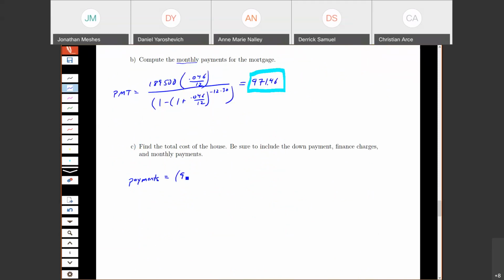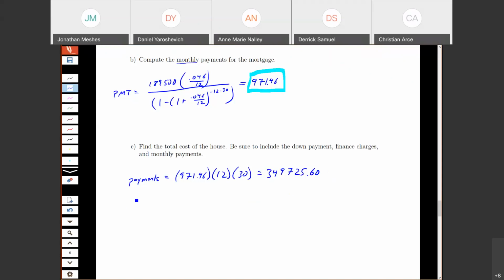So we have this $971.46, 12 times a year for 30 years. Okay, so that comes out to $349,725.60.